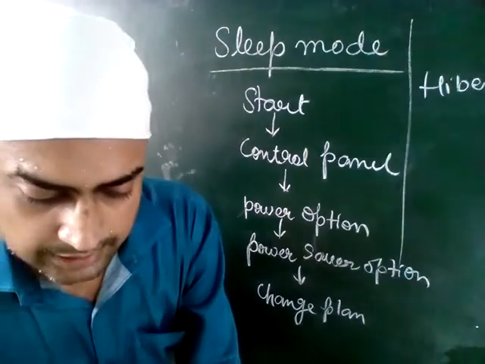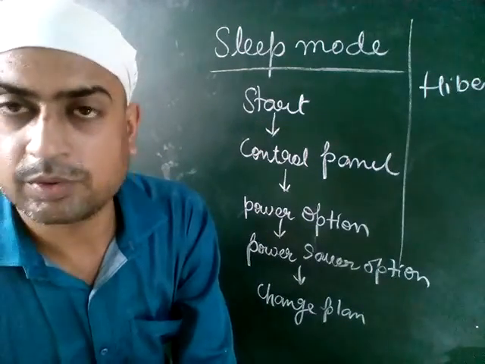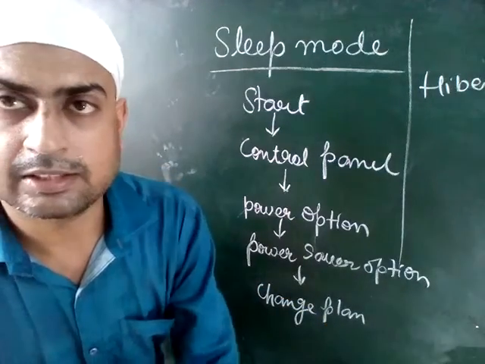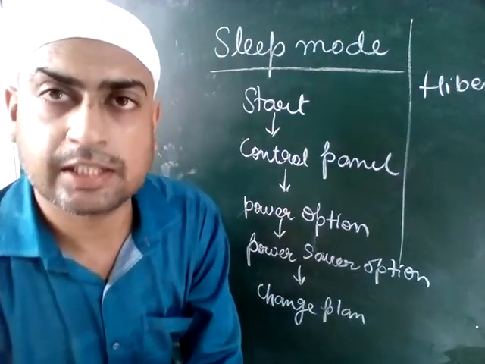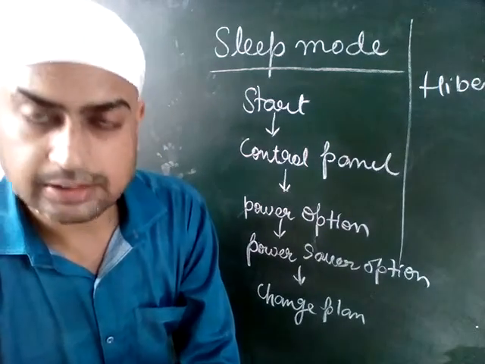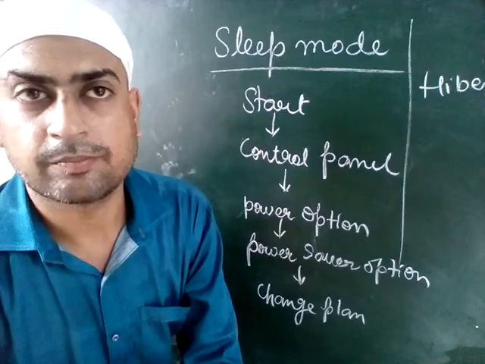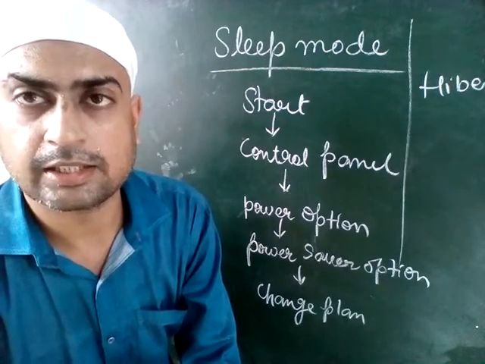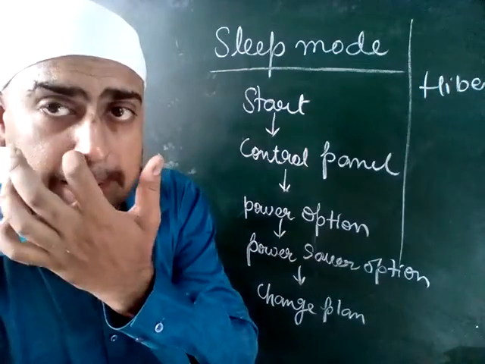How will you set the date and time for your computer? This can be done in two different ways. First is our date and time section, present at the bottom right hand side, and second is our control panel. In control panel we can go to date and time setting, and then we can select the date and time as per our need.